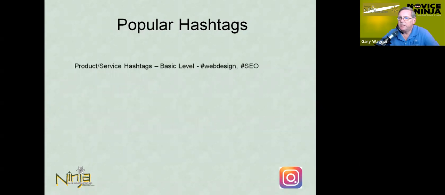Some popular hashtags are groups of hashtags. Different types of hashtags you can use are product or service related hashtags. For example, web design would be SEO. That would be an example of a basic level product service hashtag.